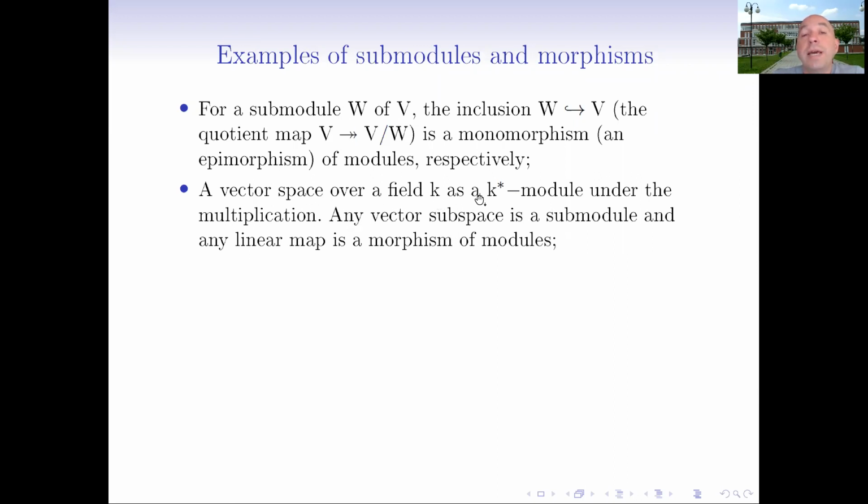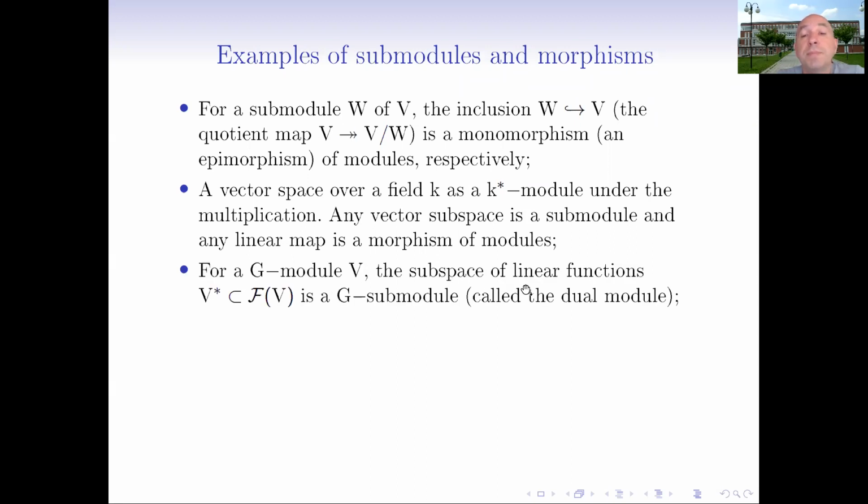A vector space over a field K is a K star module, where K star is the group of non-zero elements in a field. Just remember that a field is a ring where all non-zero elements are invertible. So K star, the set of all non-zero elements, is a group inside K. Whenever we have a vector space, the set of scalars acts on it by definition, so the non-zero scalars are also acting. So it's a K star module. Now there's a huge possibility of choosing submodules, because any vector subspace is a submodule and any linear map is a morphism of modules, because a linear map by definition commutes with the field K, and for that reason commutes with K star, since K star is inside K.